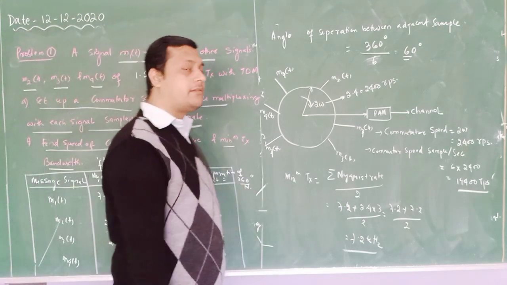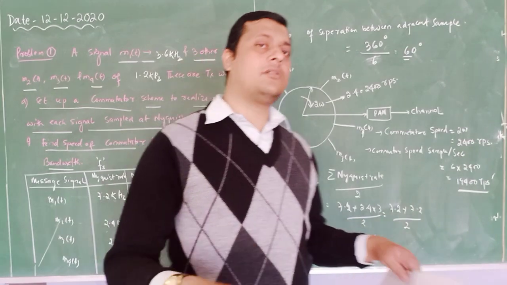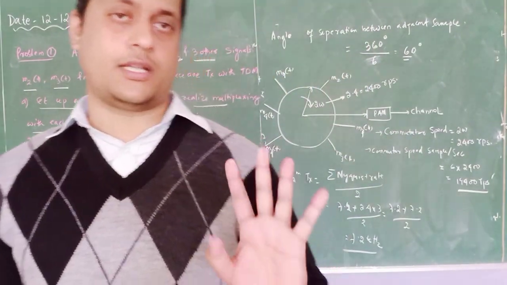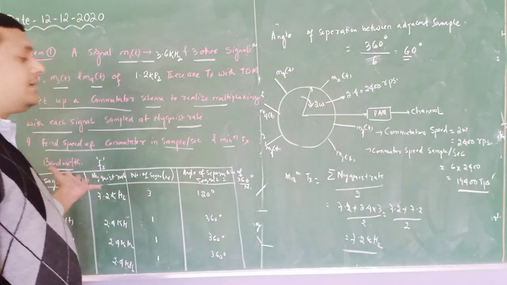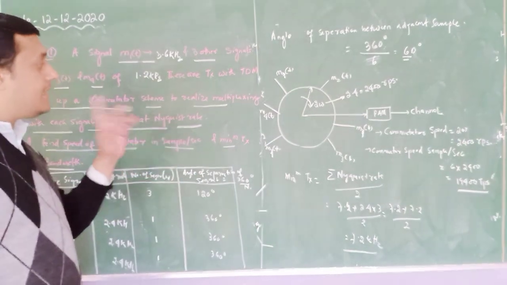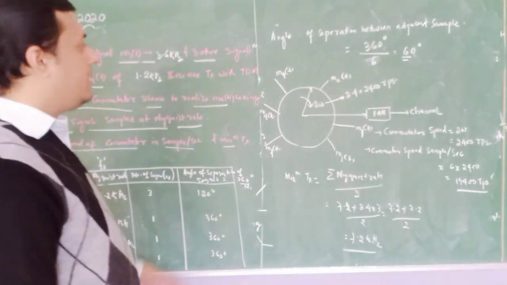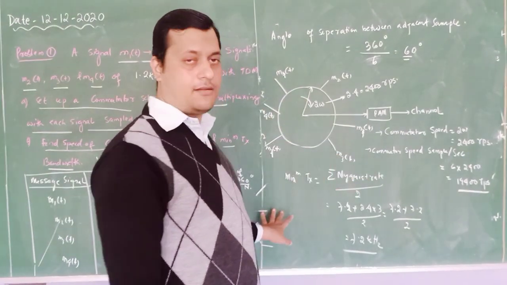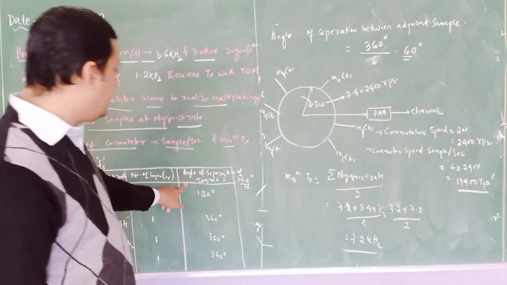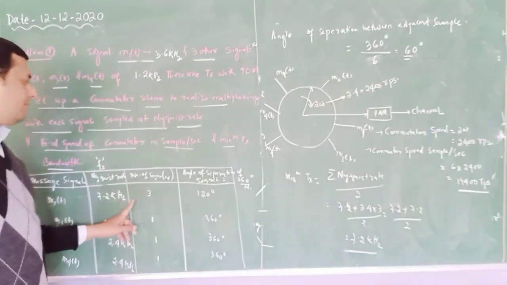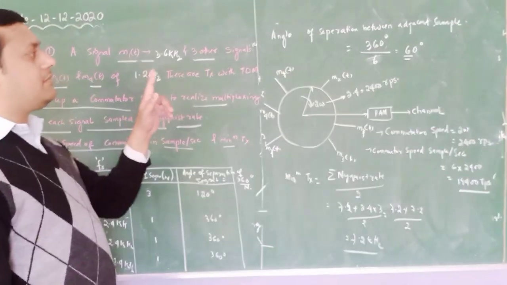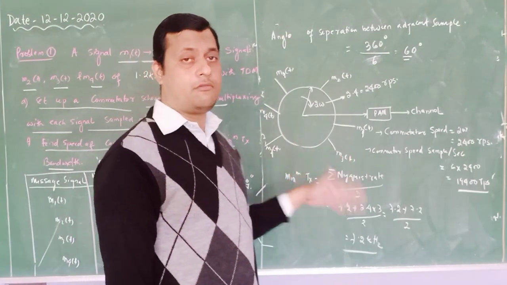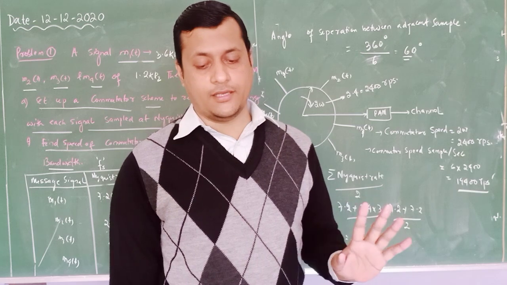So that is 7.2. Like this, n number of questions may come. Sometimes they will give 3 signals, sometimes 4 signals, sometimes 5 signals. According to that, you have to design your commutator. And the commutator speed, samples per second, transmission bandwidth, angle separation of a segment, number of segments, and angle separation between the adjacent samples. These are the fundamental questions that come in your TDM. Okay.